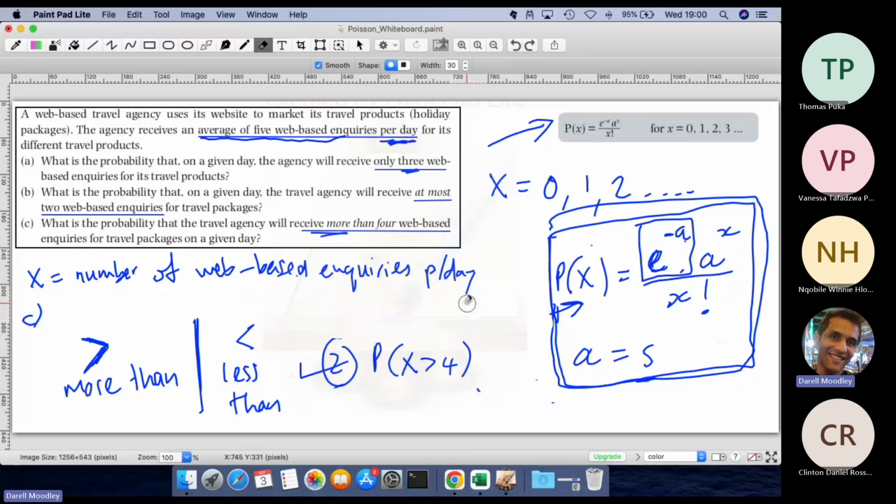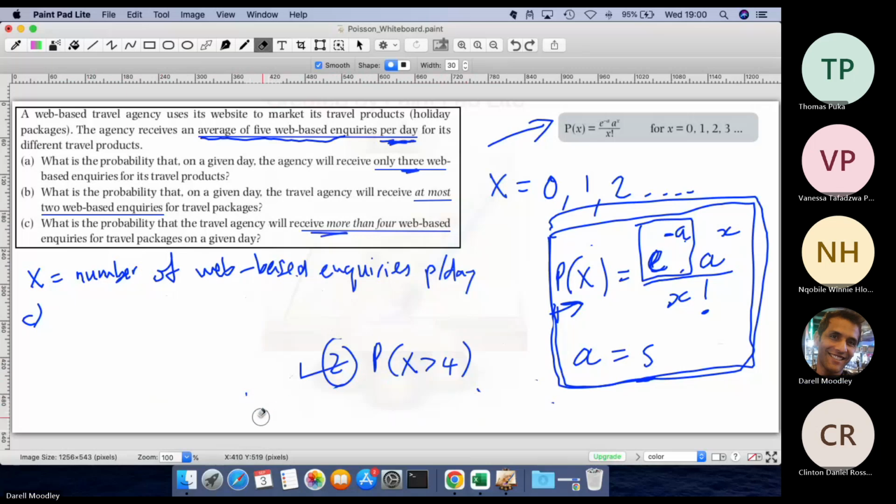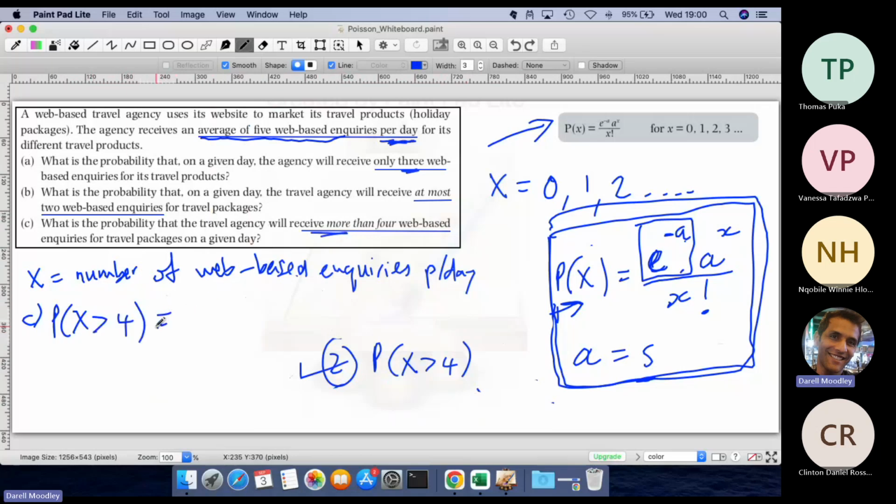I'll come back to it, but you really need to ensure that you understand this. What you're trying to solve for question C is the probability of X greater than 4, because that's the same thing as more than 4. Let me check the chat.